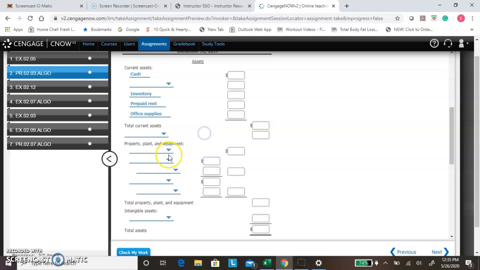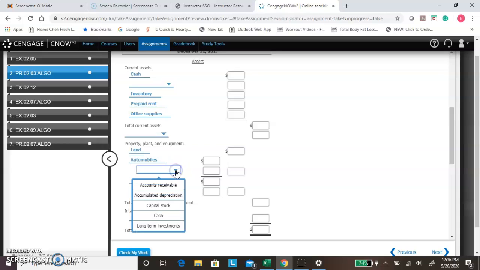Okay. So let's look at property, plant. We'll come back to this in a second. Let's look at property, plant, and equipment. So property, plant, and equipment are those items that are longer than a year. So liability, not even an asset. Short-term asset. Cash is short-term. Land is long-term. And we just said that the patent was an intangible. Automobiles is another one that you use for longer than a year.